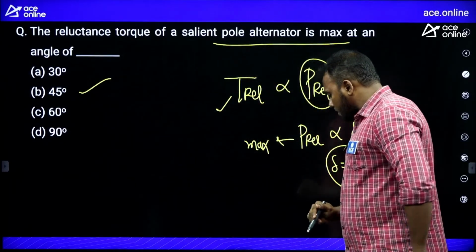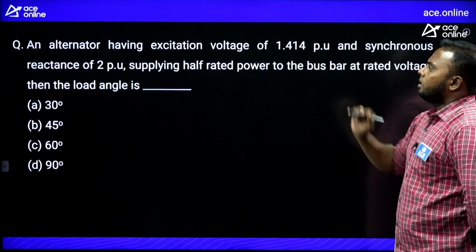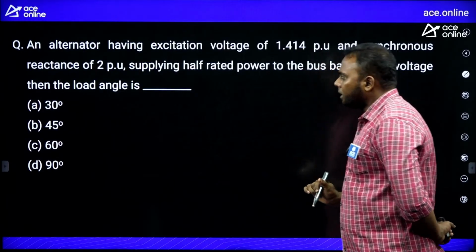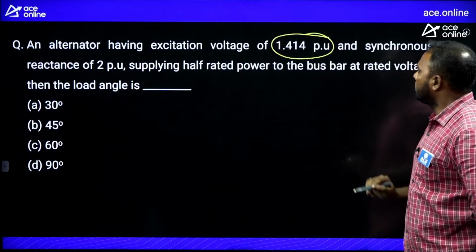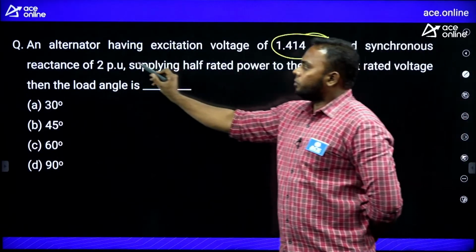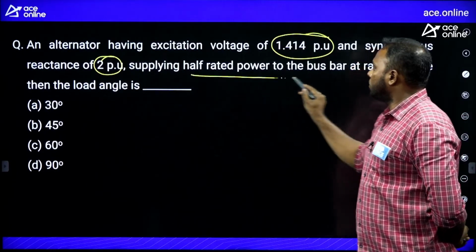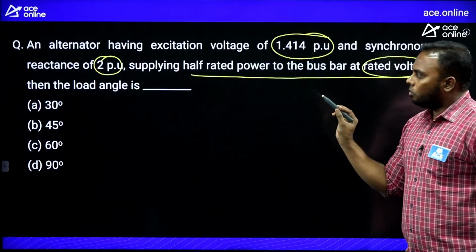Okay. Next question. An alternator having, you try to tell the answer for this. An alternator having excitation voltage of 1.414 per unit and synchronous reactance of 2 per unit, supplying half rated power to the bus bar at rated voltage, then the load angle is dash.